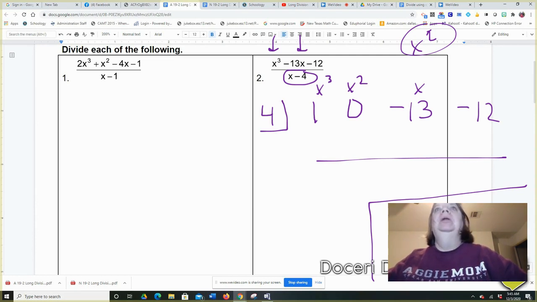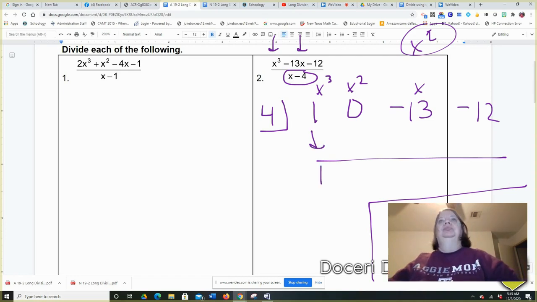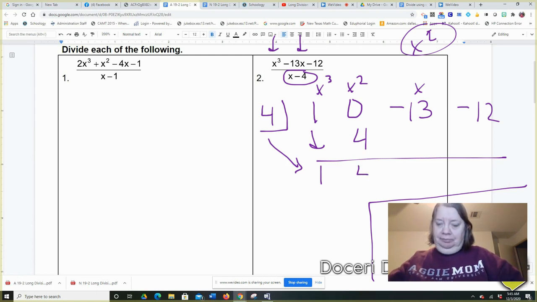Okay, well now, drop the first coefficient down. Don't change the sign. Just drop it straight down. Multiply a number in the box times the number on the bottom. 4 times 1 is 4. Add 0 plus 4. Multiply 4 times 4.